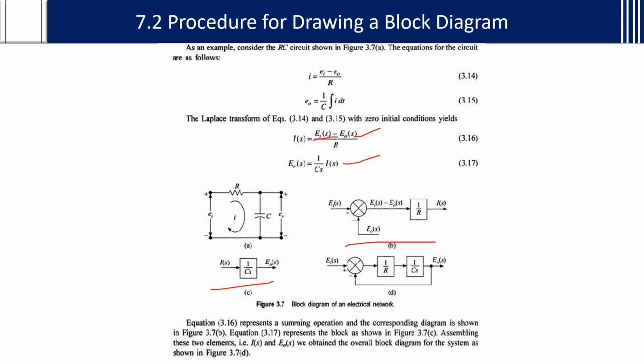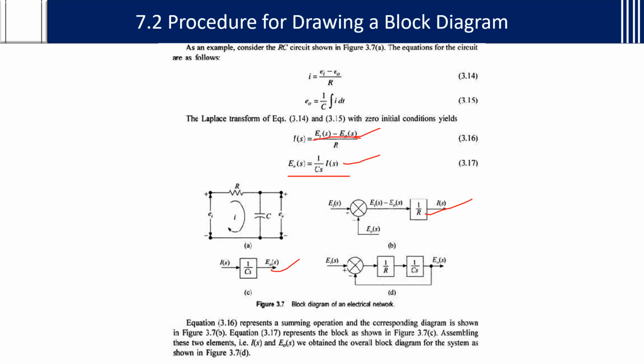If you see, it is E1 of s and E naught of s. If you take E1 of s as input minus E naught of s as the feedback, then 1 by R will be the block. So I of s will become E1 of s minus E naught of s. Understanding? So you will get the same equation. If you draw, it will be in this way. E naught of s is equal to 1 by Cs into I of s, so E naught of s will be the output, 1 by Cs will be the block, and I of s will be the input.